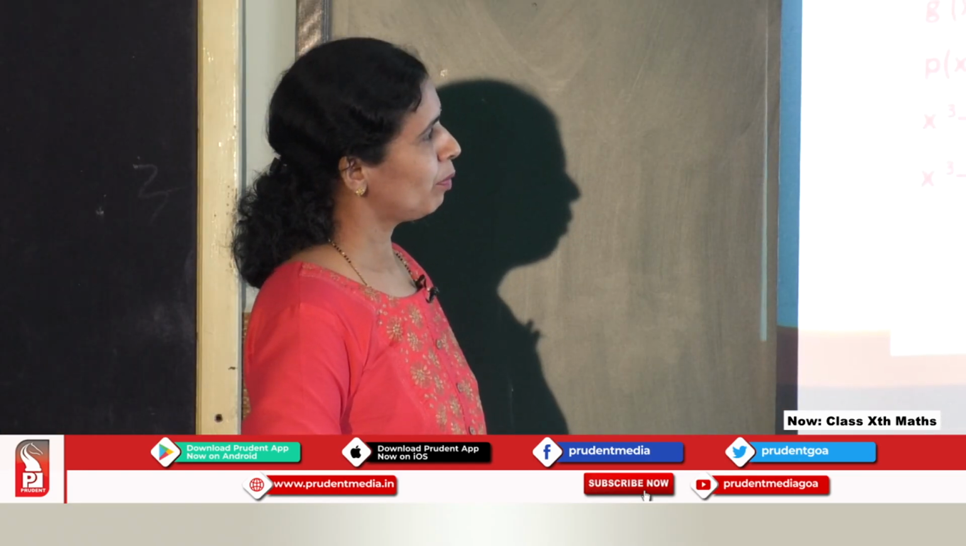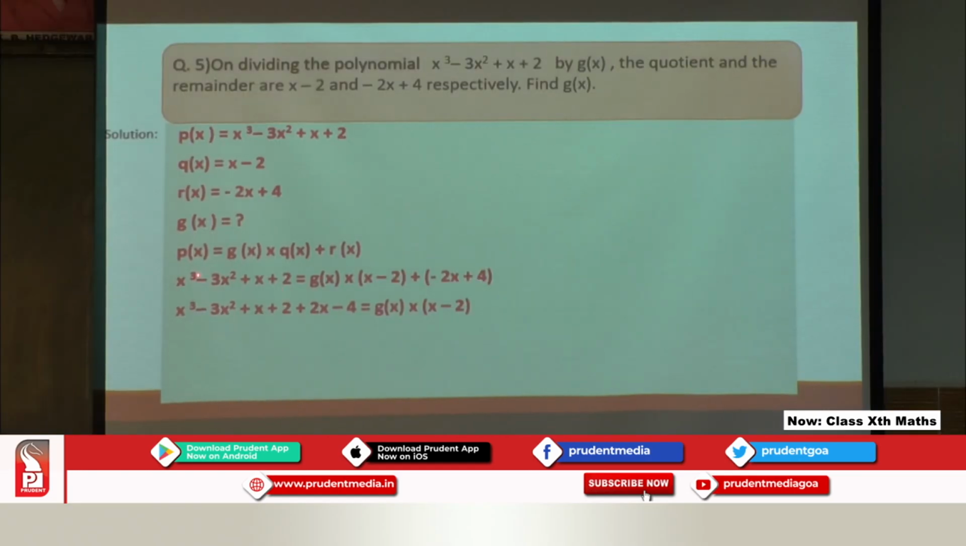Now next step we should simplify this. So x cube minus 3x square plus x plus 2, only this remainder part I carried to the left side. That means, see, minus 2x, if I carry this side, the sign will change, that is plus 2x, and plus 4 carried this side, that is minus 4. That is equal to g of x into x minus 2. Here we should find out the value of g of x.